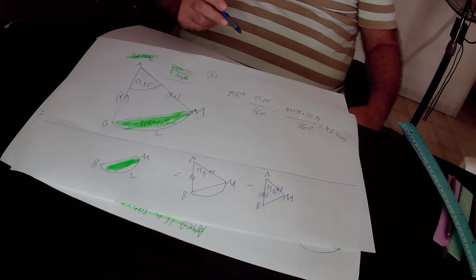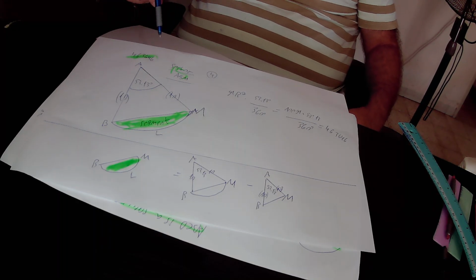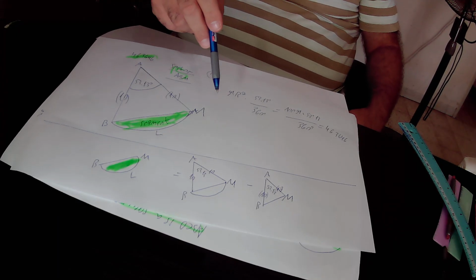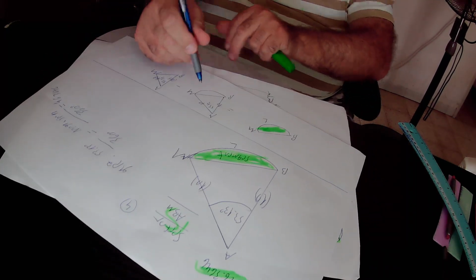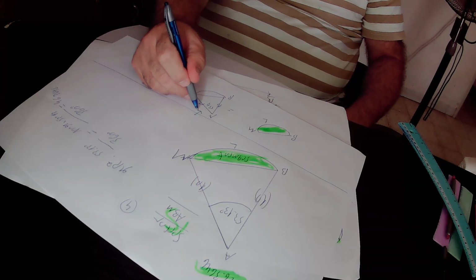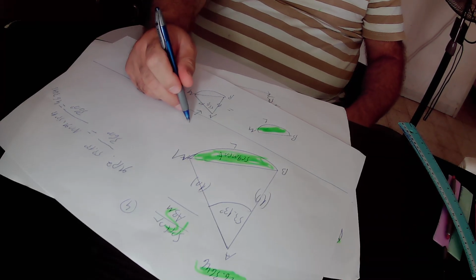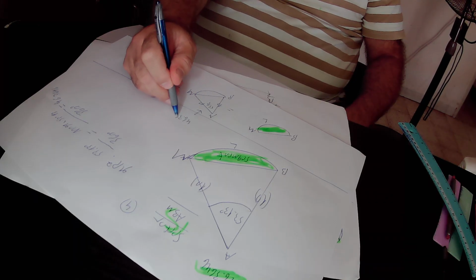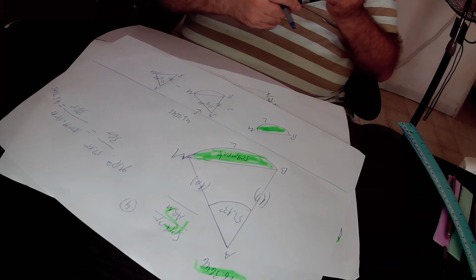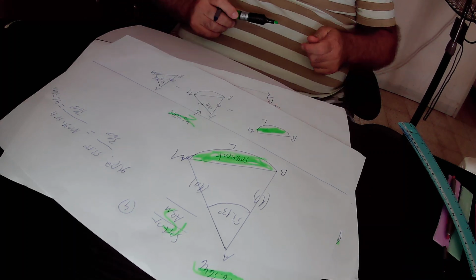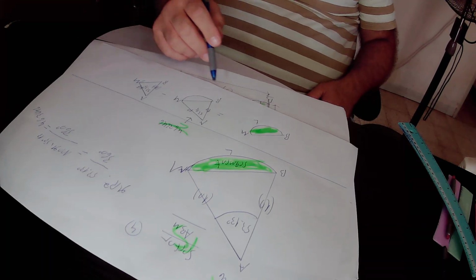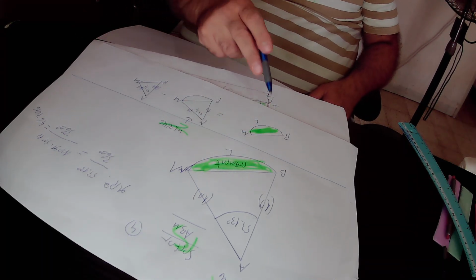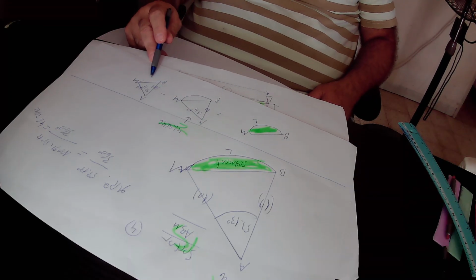We already found out that the area of this sector ABM is equal to 46.3646 square units in size. So the area of this sector ABM equals 46.3646 square units minus the area of triangle ABM. This is triangle ABM.